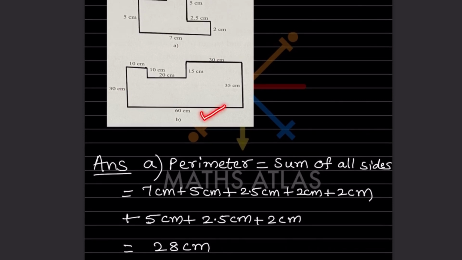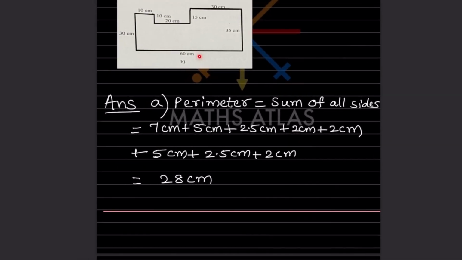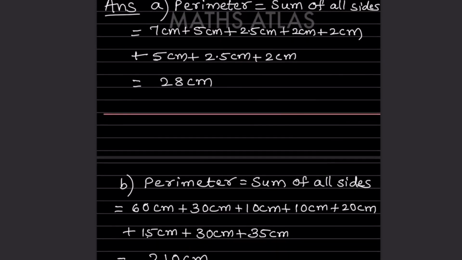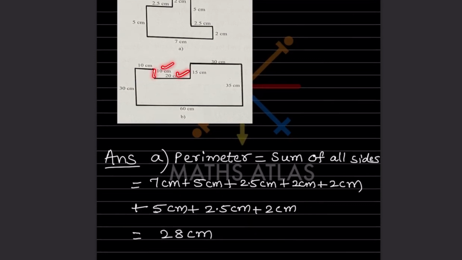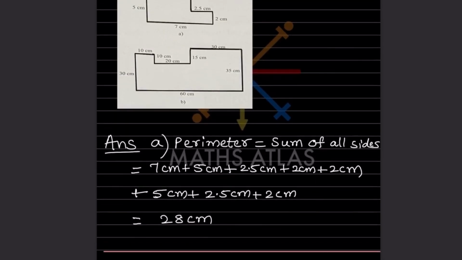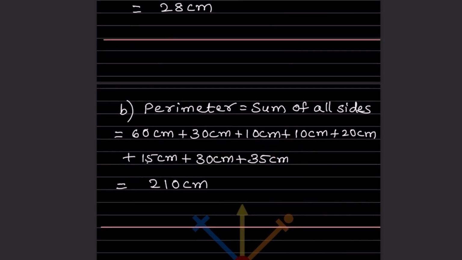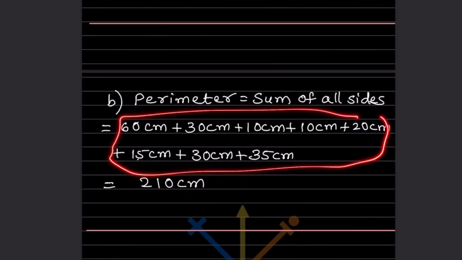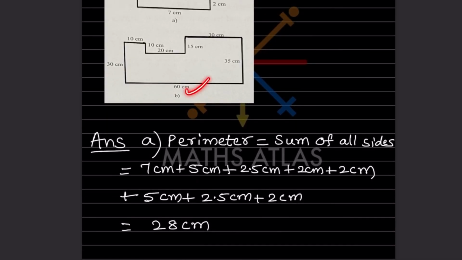Now see here for this figure. What are you going to do for this one? Look at the figure. This is 60, 30, 10. 60, 30, 10. Okay, this one. Then this is 10, 10, 20, 15. 10, 20, 15. Then 30, 35. 30 and 35. Same thing over here, you add and you get 210. You only have to look at the figure and put a tick mark so that you don't miss any number.